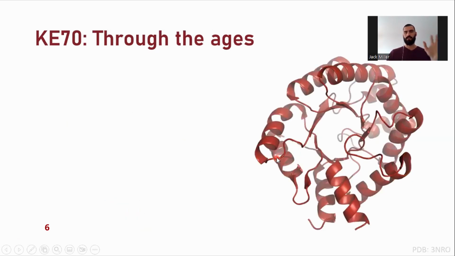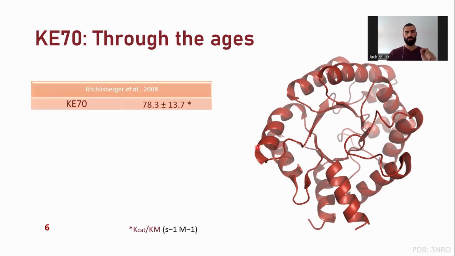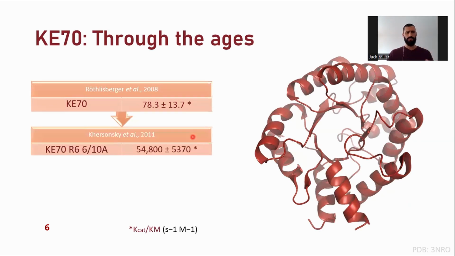So how did we get here? How did we get to having a custom enzyme, Ke70? Well, in 2008, Röthlisberger et al. designed the initial one. They got a kcat/KM of around 78. In 2011, Khersonsky et al. took that initial Ke70, added some insertions, and then ran a bunch of rounds of directed evolution, and they ended up with a variant that had a kcat/KM of roughly 55,000.